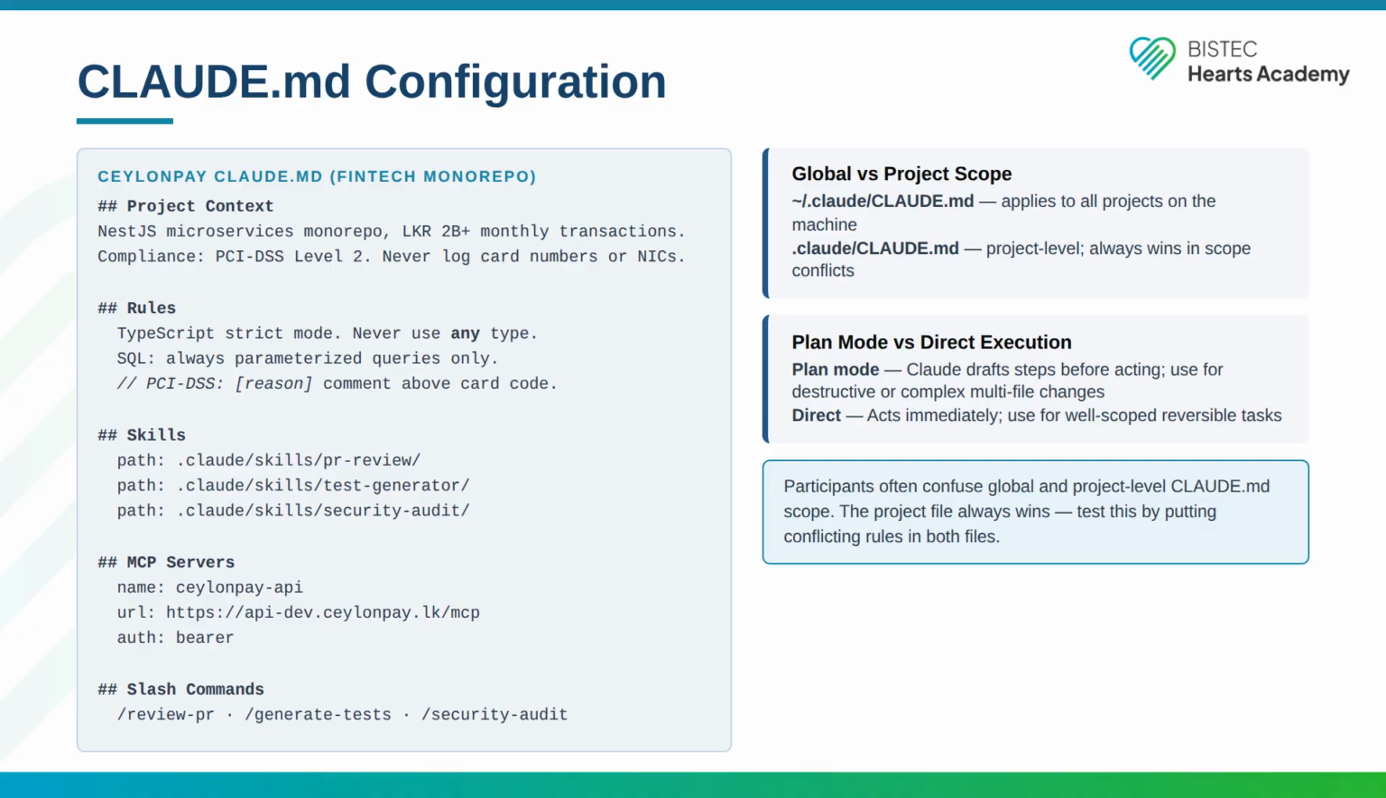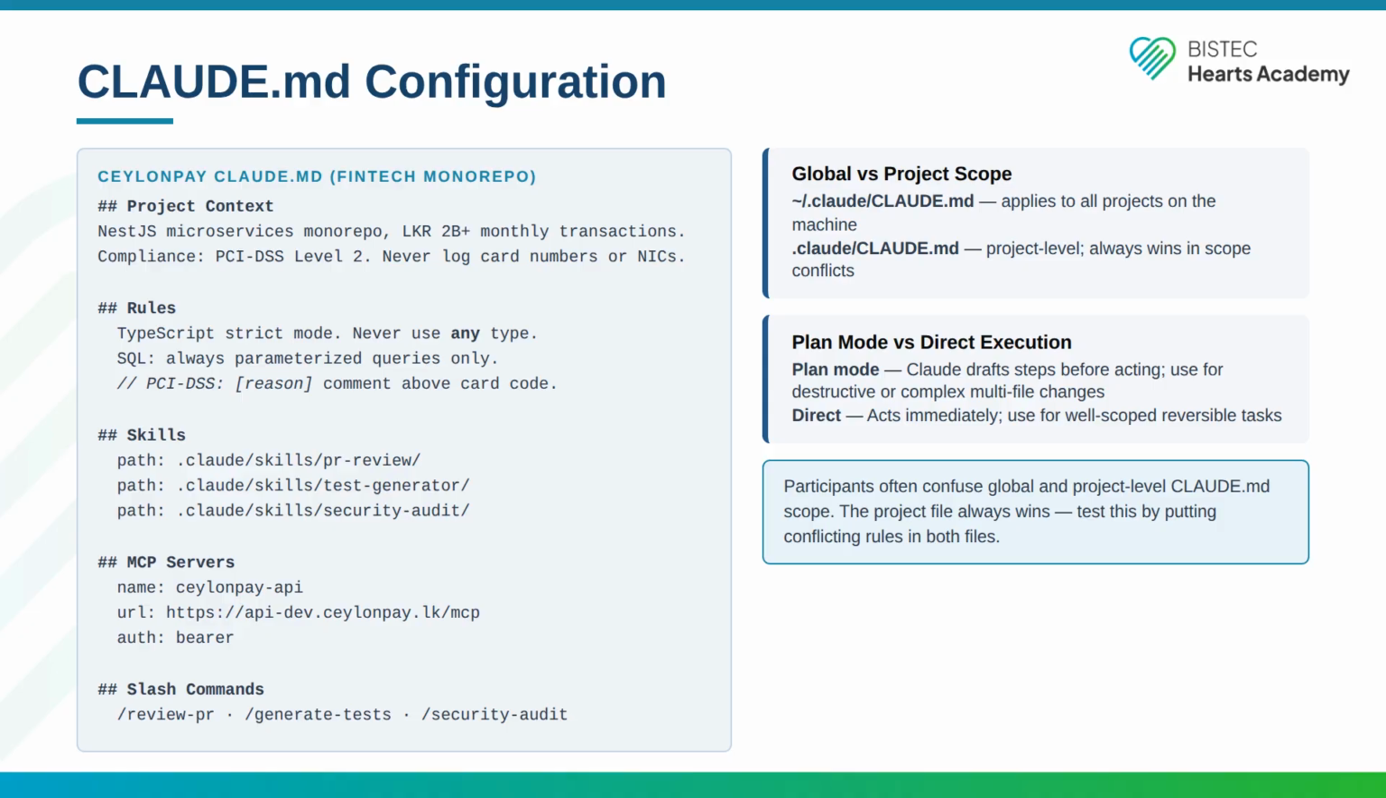The rules section encodes your team standards as hard constraints. TypeScript strict mode means no any types. Parameterized SQL queries only means no string interpolation in database calls. The PCI DSS comment requirement means every block of code that handles payment card data must have an explanatory comment starting with PCI DSS. This creates a searchable audit trail in the code base.